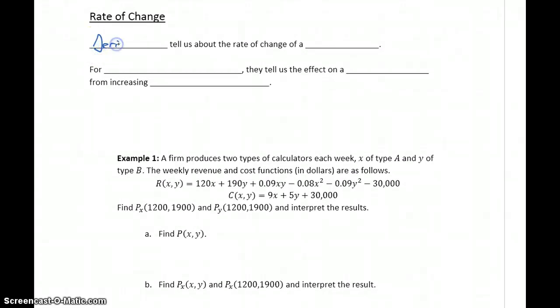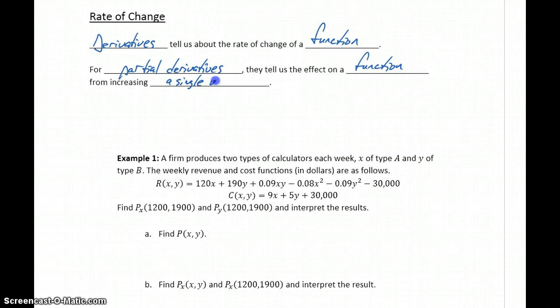So derivatives tell us about the rate of change for some given function. Once we start talking about partial derivatives, then they're telling us about the effect on a function from increasing a single variable.